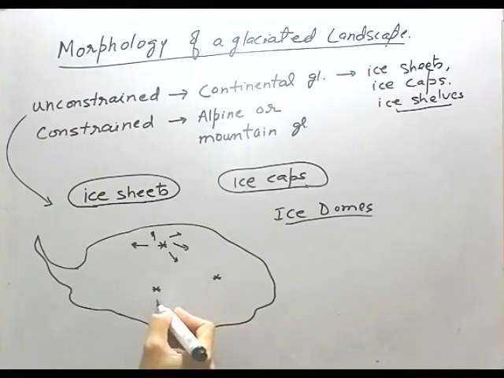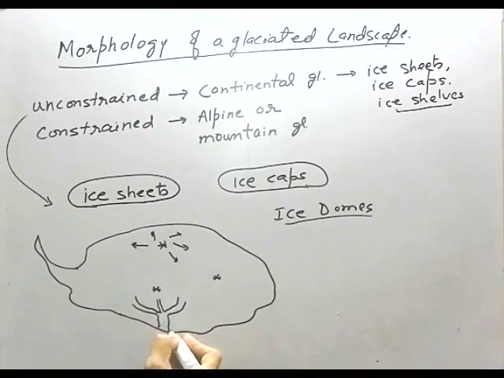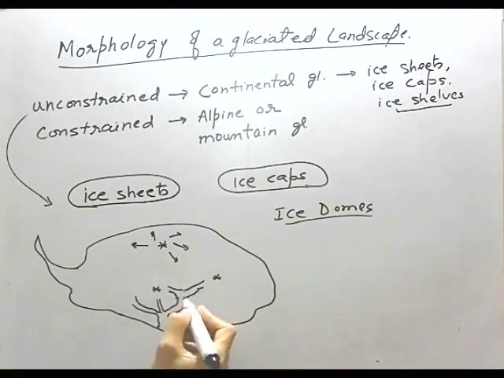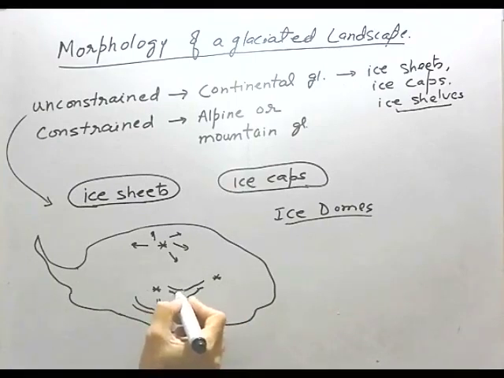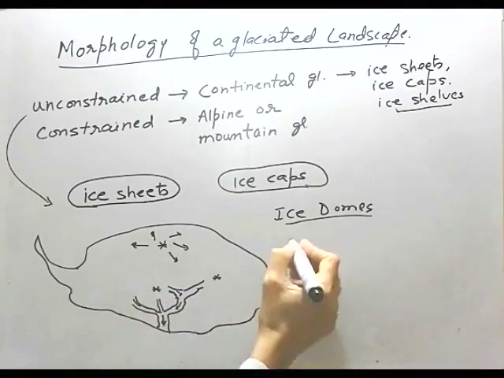This is somewhat like this. There are branches, and this ice is coming, ultimately it is coming out from these domes. So what we can see over here is that ice is moving very fast in these channels. So these are known as ice streams.